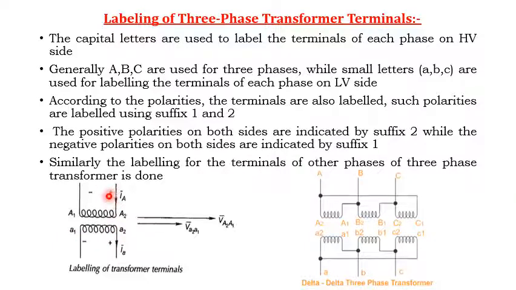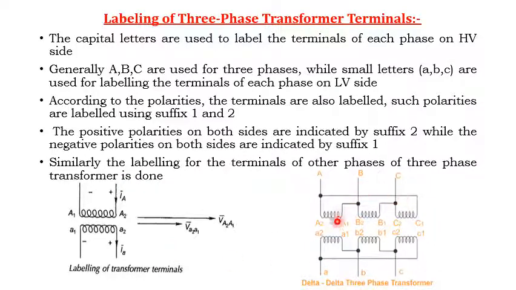And polarity: this is a positive polarity of the primary side. If I consider this as the primary side and this as the secondary side, or just consider this as the HV side and this as the LV side. So, positive on both sides, the suffix is 2. So here this is capital A2, and this is small a2. Similarly, negative polarity on both sides is represented by the suffix 1. This is capital A1 and small a1. This is the single phase labeling of a transformer.